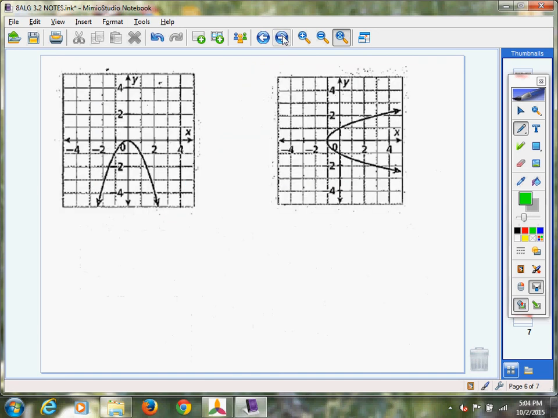So let's flip to the next page, and I want to do the same thing with the parabola on the left. Okay? So the parabola has kind of an arc shape.